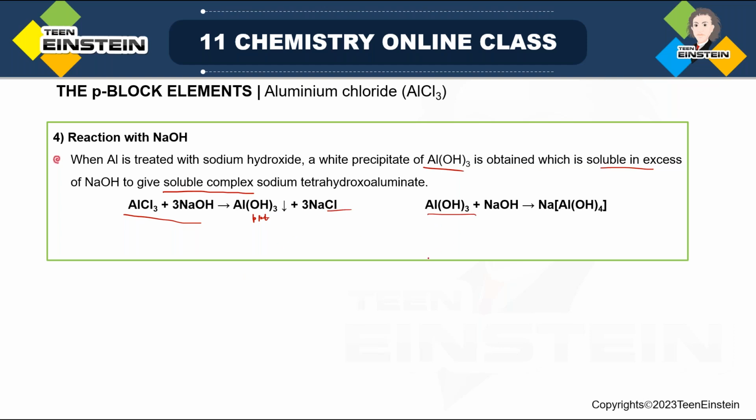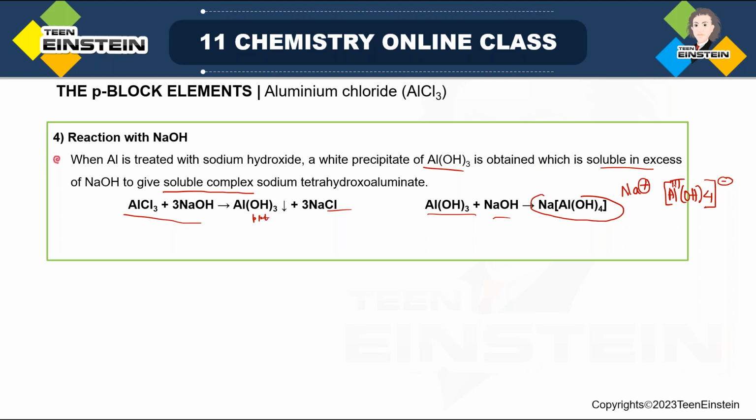Now this Al(OH)3, when it reacts with more NaOH, there is formation of this sodium tetrahydroxoaluminate. If I break this molecule, you'll be able to understand the cation and anions present here. So it is Na+, and the anionic part is [Al(OH)4]-, with 1 negative charge. So that is why we are calling it tetrahydroxoaluminate. It is a complex molecule.